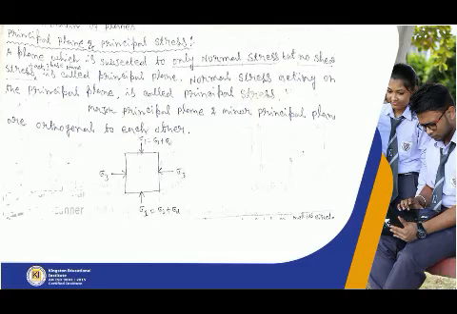The plane on which only normal stress acts is known as the principal plane, and the stress is known as the principal stress. So a plane which is subjected to normal stress but not shear stress is called the principal plane. Normal stress acting on the principal plane is called the principal stress. Major principal plane and minor principal plane are orthogonal to each other, creating a perpendicular angle.